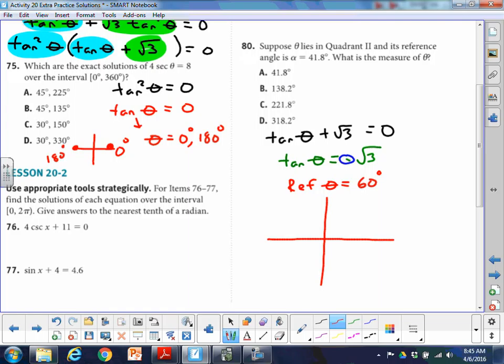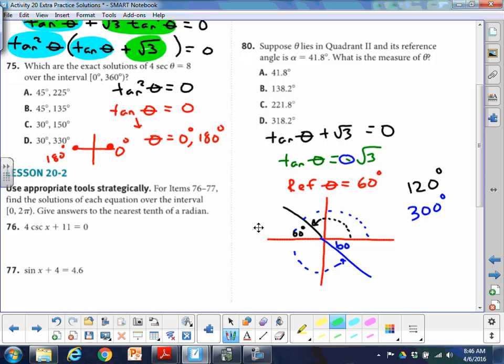Wherever tangent is negative, which is quadrant 2 and 4. If I had a reference angle of 60 degrees in quadrant 2, how big would the actual angle be? 180 minus 60, right? So 120 degrees is an answer. If I go down in quadrant 4 and have a reference of 60, how big is the actual angle? 360 minus 60, so 300. So this thing has all 4 of those answers. There's the 2 from the second piece, there's the 2 from the first piece.